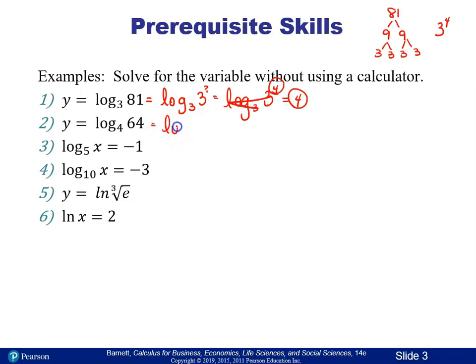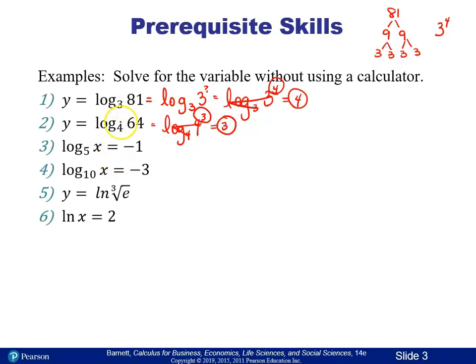Okay, this one basically could be done the same way. We want to see, could we rewrite 64 as 4 to some power? So 4 squared is 16, and it turns out 4 to the third is 64. And we get these two bases that match, and we're left with just 3 as our answer.